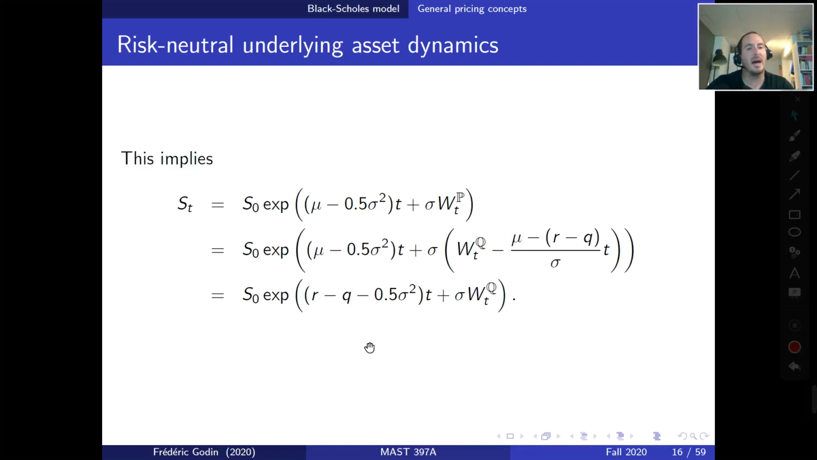So this means that by going from the physical to the risk-neutral measure, the stock price dynamics remains the same, except the linear trend term has a different value. Before, the expected growth rate was mu under the physical measure, whereas now under the risk-neutral measure, the expected growth rate is the risk-free rate minus the dividend yield.